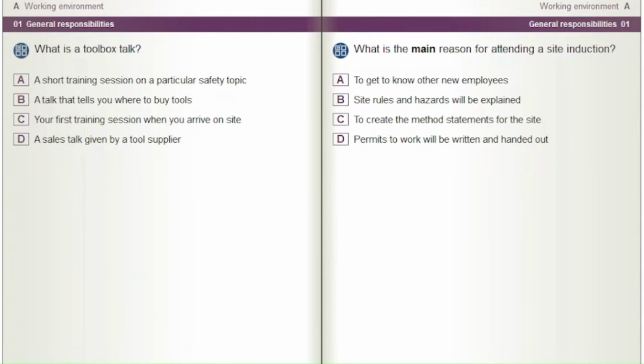What is a toolbox talk? A short training session on a particular safety topic. A talk that tells you where to buy tools. Your first training session when you arrive on site. A sales talk given by a tool supplier.